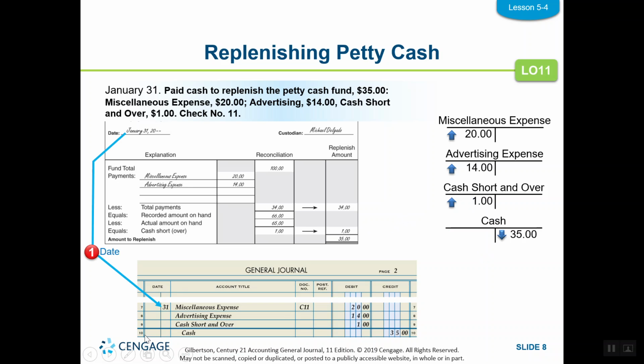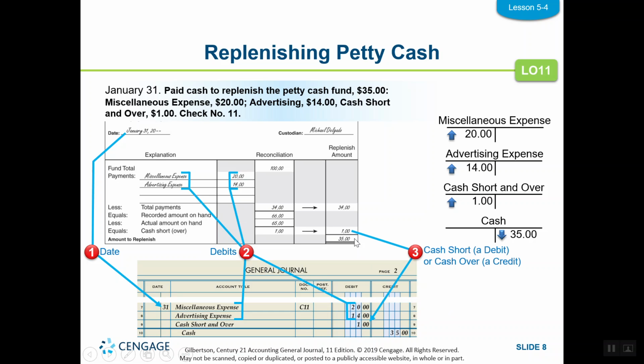Okay, so we bring the date, put it down here. We put all of our debits, especially the two that we have from our report, and write that debit amount. We put the cash short or over. In this case, it's short because it's a debit. And then we put our cash credit, that's our amount to replenish. And then our source document C11.